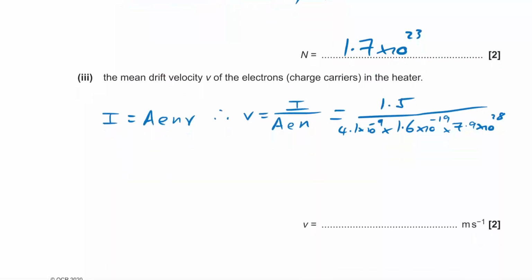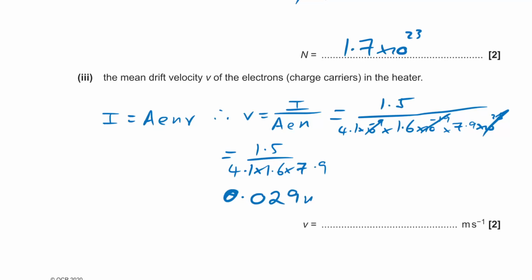Okay, let's tidy up some powers of 10. Oh, hang on, this just ends up being 9, 19, 28. They all disappear. Isn't that cool? It's just 1.5 divided by all of those numbers. And we end up with 0.029 meters per second. Nice.